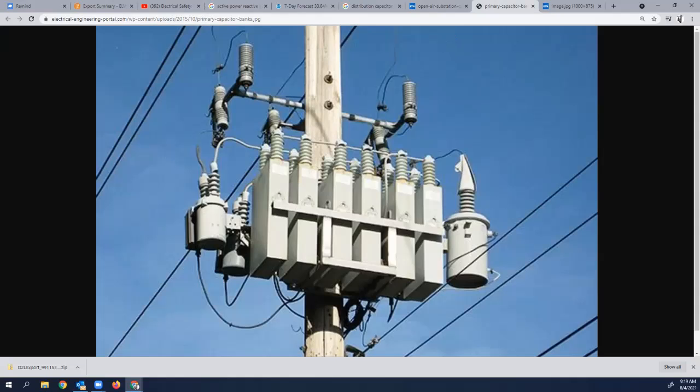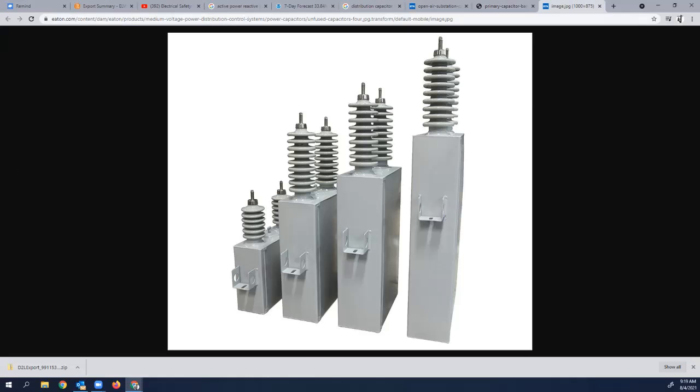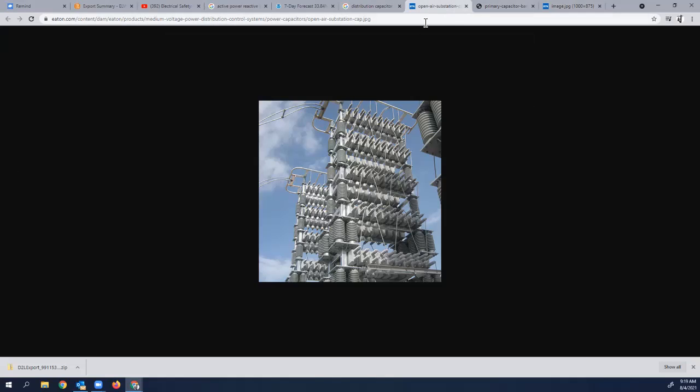Okay, so what do I have up on screen? Capacitor bank. All right, the distribution capacitor bank. There are transmission capacitor banks. Typically, those are always at substations. Transmission capacitor banks are based at substations. They serve the same purpose.